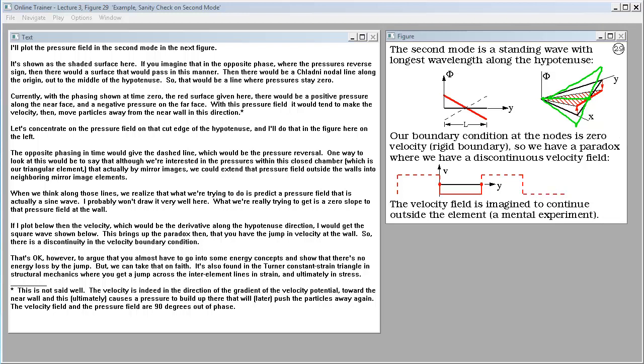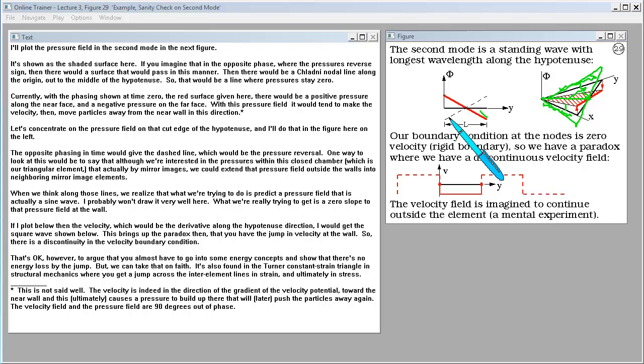Currently, with the phasing shown at time zero, the red surface given here, there would be a positive pressure along the near face and a negative pressure on the far face. With this pressure field, it would tend to make the velocity then move particles away from the near wall in this direction. Let's concentrate on the pressure field on that cut edge of the hypotenuse, and I'll do that in the figure here on the left. The opposite phasing in time would give the dashed line, which would be the pressure reversal.